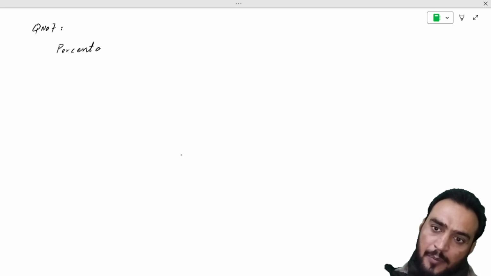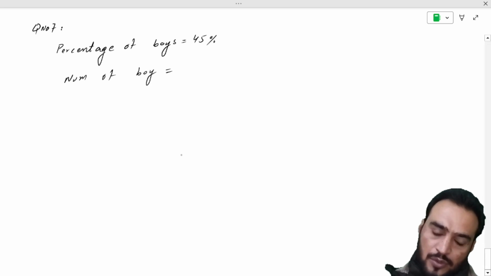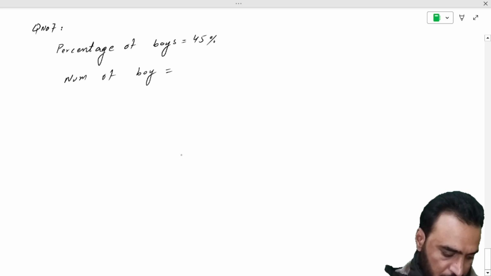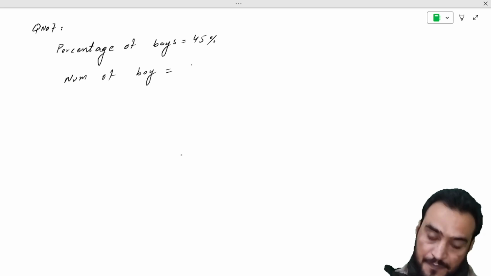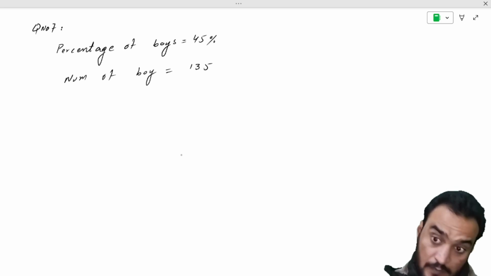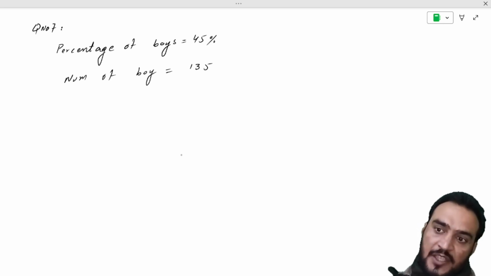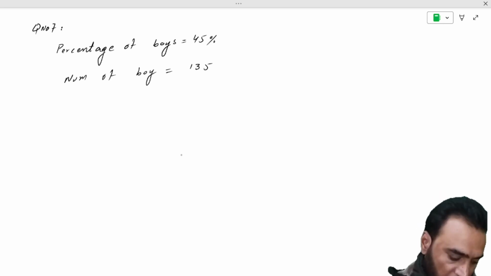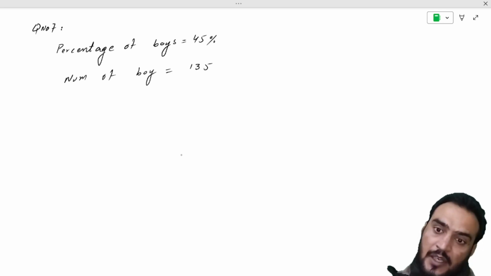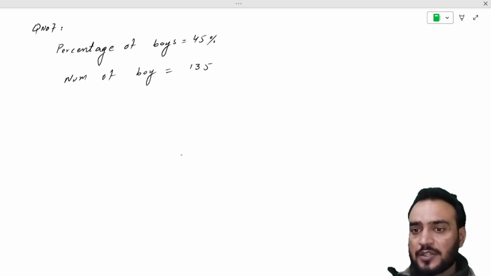Let us start from here. Percentage of boys is equal to 45%. Number of boys is equal to 135. There are 135 boys whose percentage is 45%. We have to find the total number of students.